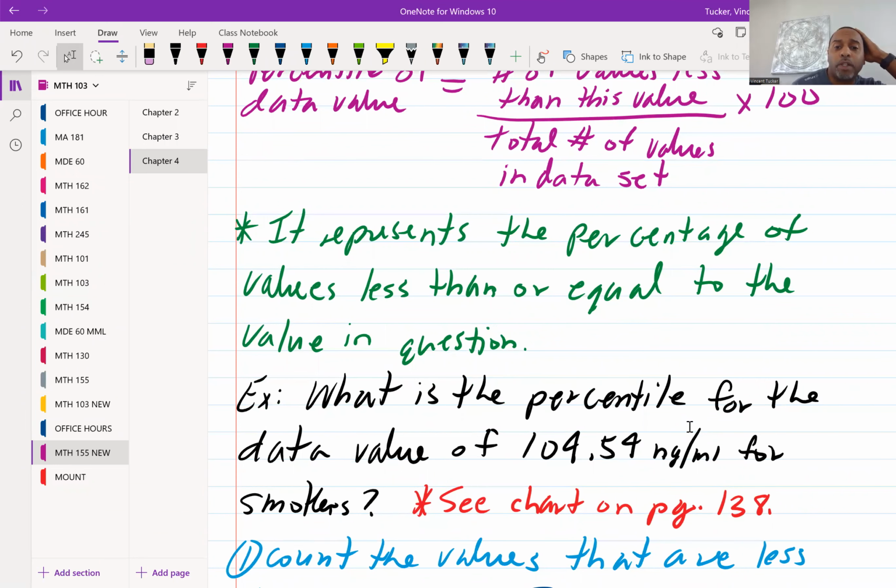So our example under percentiles: what is the percentile for the data value of 104.54 nanograms per milliliters for smokers? There's a chart on page 138 if you want to check that out, but I'll give you the numbers. That's where I'm getting the numbers from. You read the chart and get the numbers from the chart.